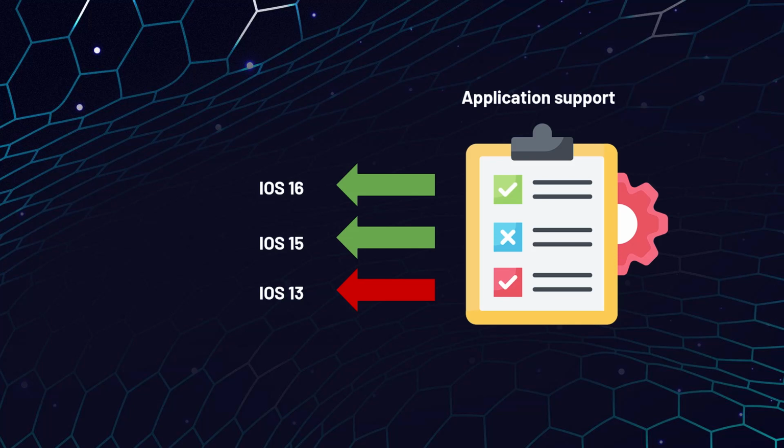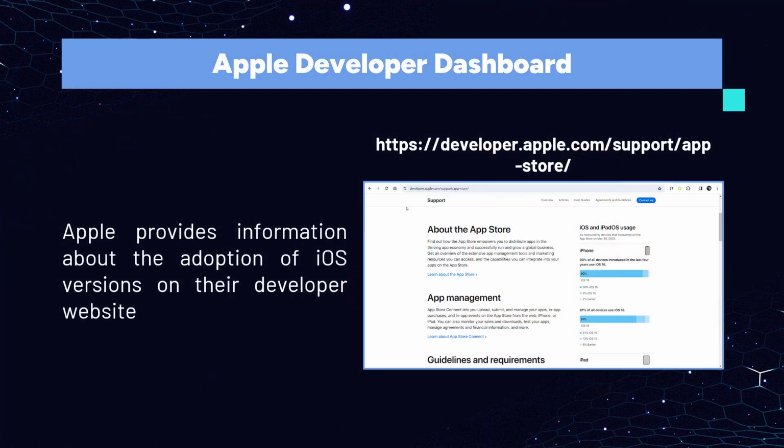To find the most up-to-date information on the current versions of iOS in use on the market, we recommend checking the following source: Apple Developer Dashboard. Apple provides information about the adoption of iOS versions on their developer website. You can check this information at developer.apple.com support App Store.